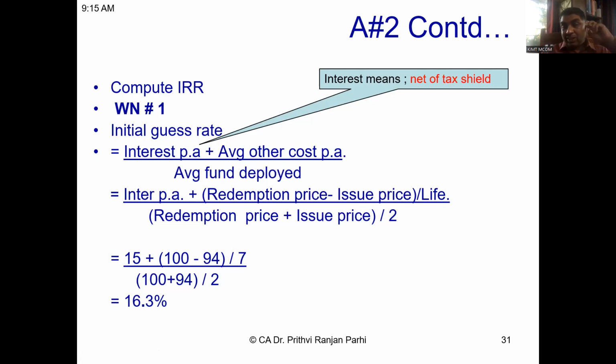Okay, but for the real cost of debt, if you want to come to an accuracy level, then you have to compute IRR. You need to know how to compute IRR. In IRR, what happens? We can take this as our base rate. Let's say 16.3 is coming. We'll guess that 16% is the cost of debt. At this rate, we'll be discounting the cash flow. We'll be finding out the net present value of that cash flow.